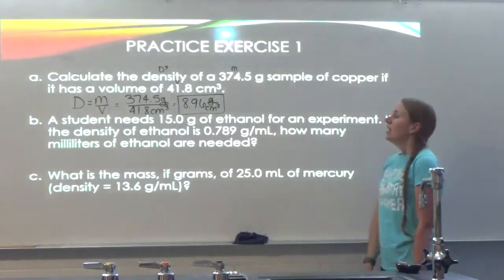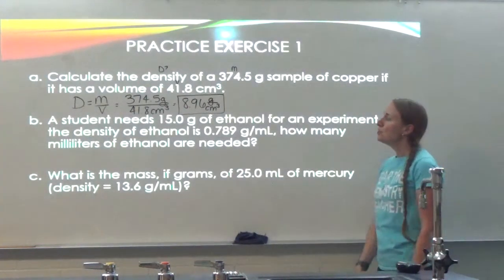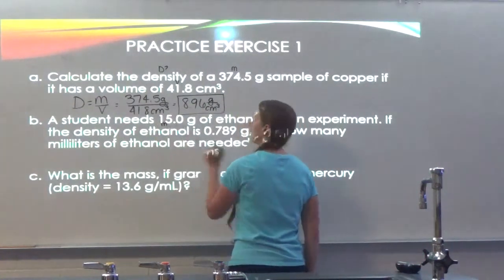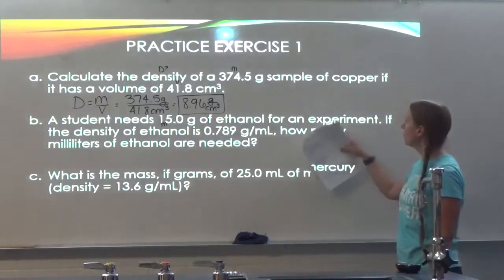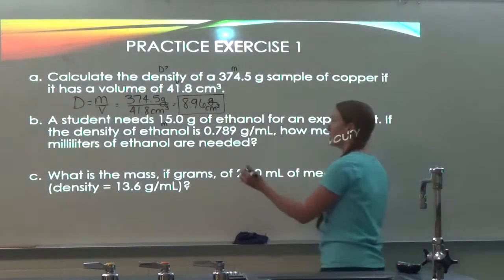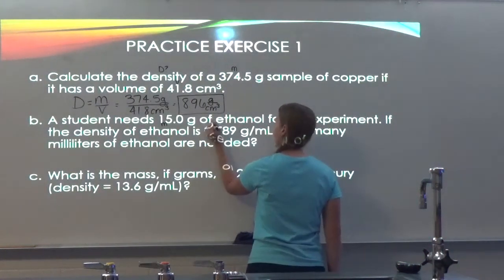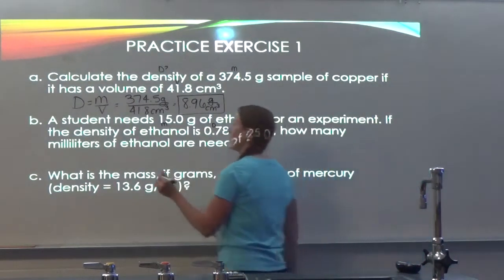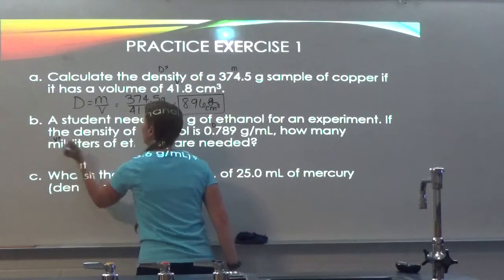All right, part B, it says a student needs 15 grams. So there's my mass. Ooh, I don't have a lot of room, I'm just going to write underneath it. Of ethanol for an experiment. If the density of ethanol is 0.789 grams per milliliter, how many milliliters of ethanol are needed? So I'm looking for volume.